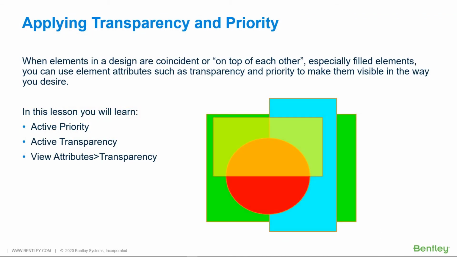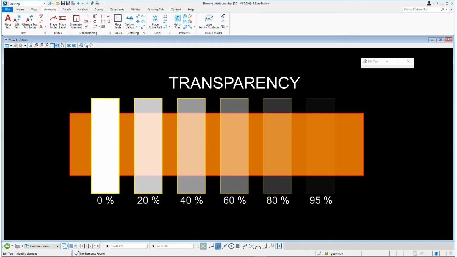When elements in a design are coincident, meaning at the same depth in the design, you can use element attributes such as transparency and priority to make them visible in the correct order and visual clarity needed. This is especially effective with filled elements. Transparency may vary from 0%, which is opaque, to 100%, which is almost complete transparency.